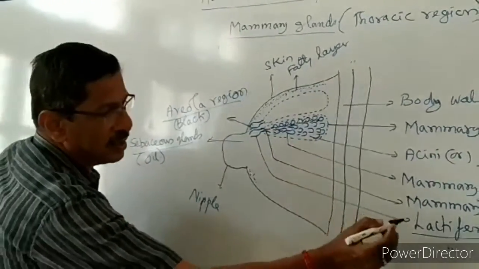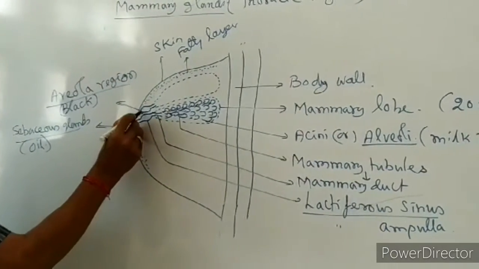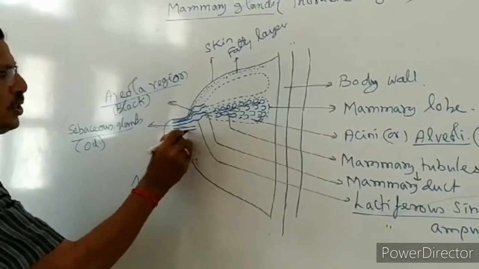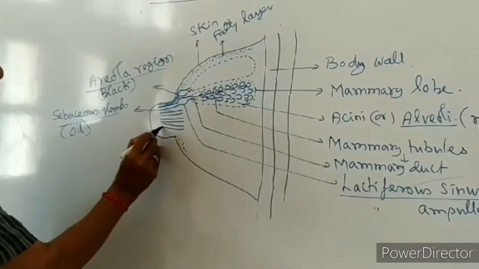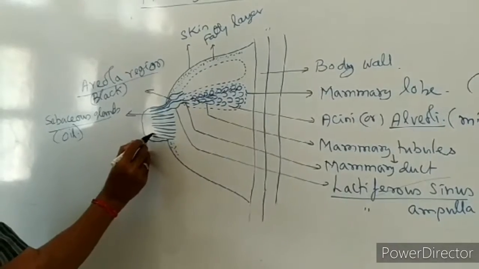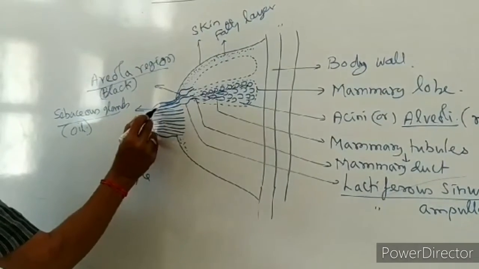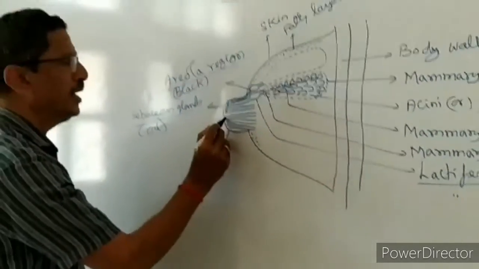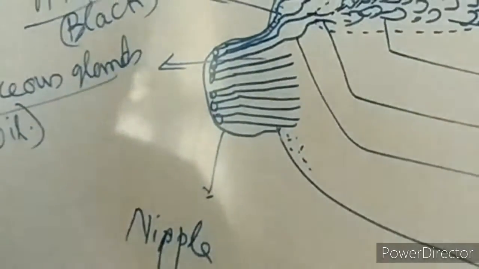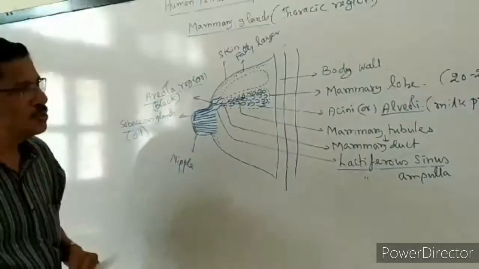Now from the lactiferous sinus, one tube is arising. The tube is entering into the nipple. Like that many tubes are entering. From each and every lactiferous sinus, one tube is coming. All come very close to the tip of the nipple. There, each tube opens into a separate opening. So many openings will be there.